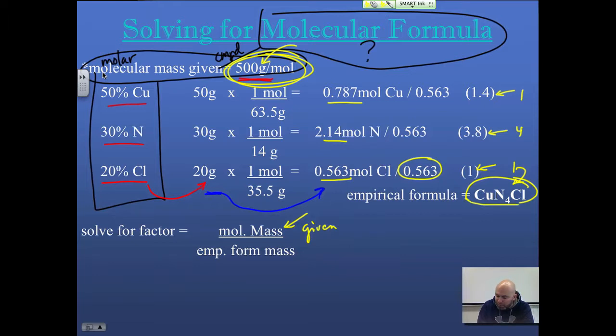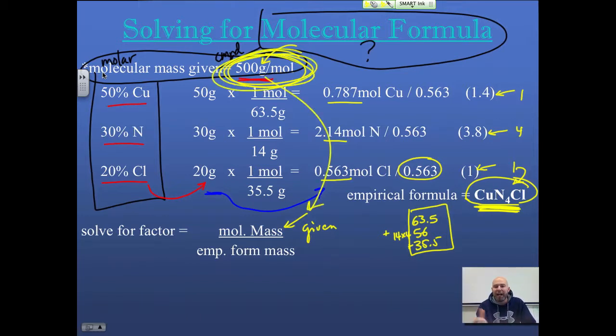Well, what's the empirical formula mass? You take a look at the empirical formula, determine its mass. So copper has 63.5. There's only one of them. I'm going to add that to, well, nitrogen is 14, but I have 4 of them. So that's what, 56. And then chlorine is 35.5. So I'm going to add those 3 up, and that becomes my empirical formula mass. I'm going to take that 500, which is given, divide it by my empirical formula mass, and round it, and that becomes my factor.